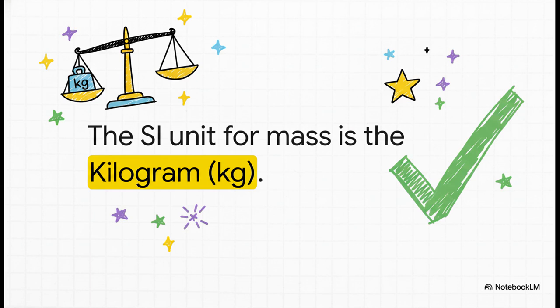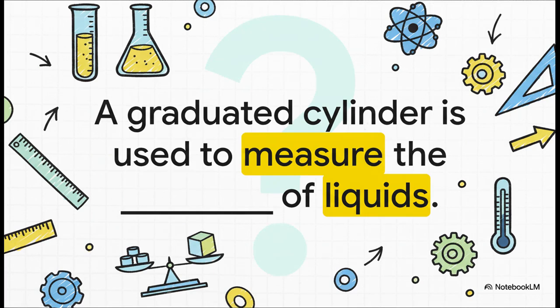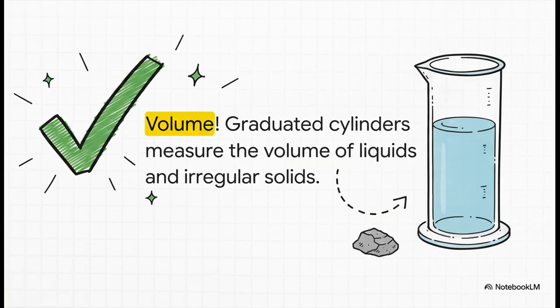Well done. All right, round two. Think back to the lab. A graduated cylinder is used to measure the blank of liquids. What's that missing word? Volume. You got it. Exactly right. Graduated cylinders are perfect for measuring the volume of liquids and for finding the volume of those irregular solids too.